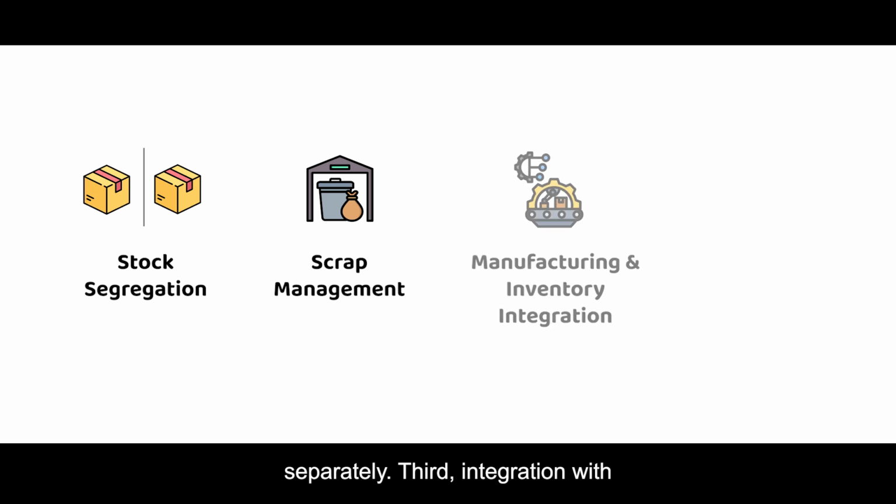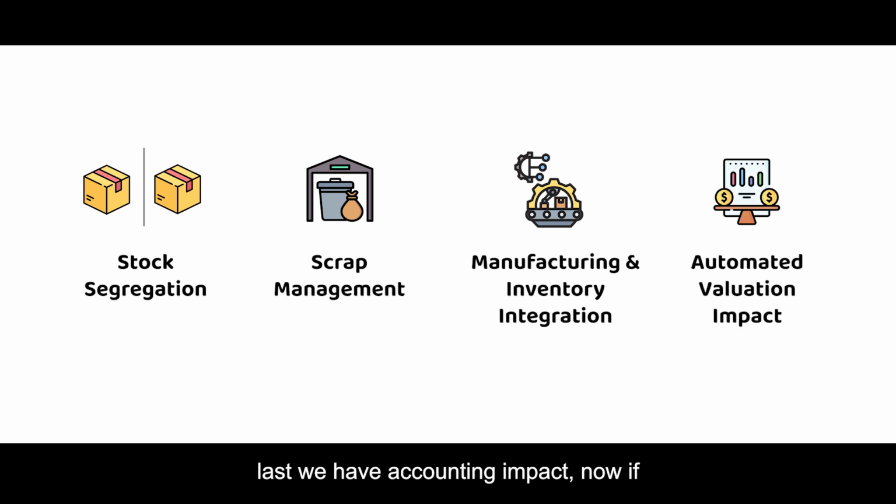Third, integration with the manufacturing and inventory. So, scrap can be recorded at different stages, for example during receipts, internal transfers, or production. And last, we have accounting impact. Now, if automated valuation is enabled in the inventory valuation, it adjusts the stock valuation accordingly.